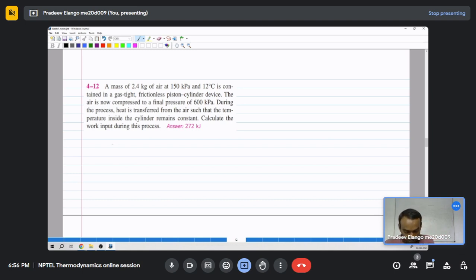So the mass is given as 2.4 kg, P1 is 150 kilopascal, T1 is 12 degrees Celsius, and that is 285 Kelvin. Now P2 is given as 600 kilopascal, and the temperature remains constant, so it is an isothermal process.